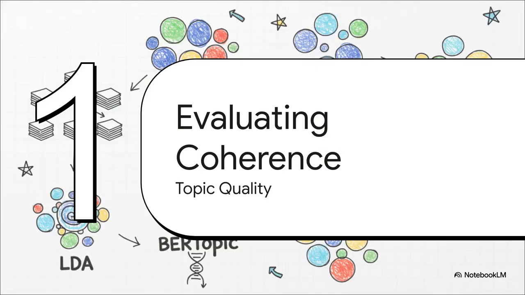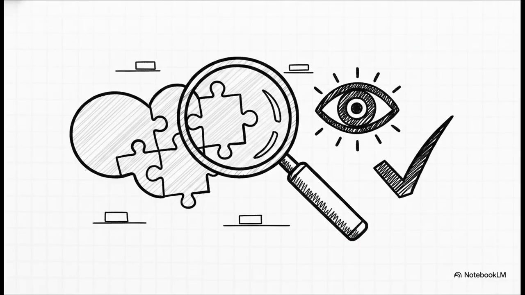Now for Section 5, Evaluating Coherence. Once the math is done and the pipeline finishes, how do we actually know if the topics make any logical sense? Well, we score them mathematically and we score them qualitatively. First, we use something called CV coherence. Don't get bogged down in the complex math here. Just think of this metric as asking a simple question.